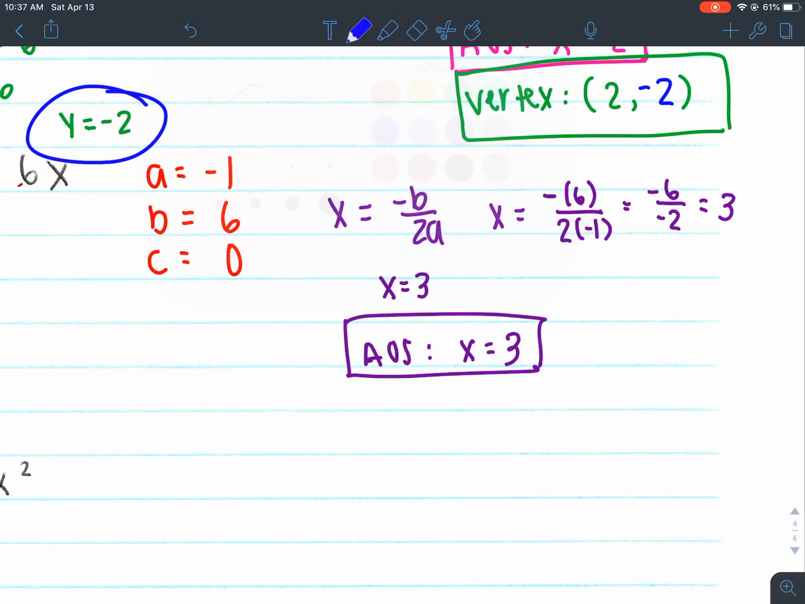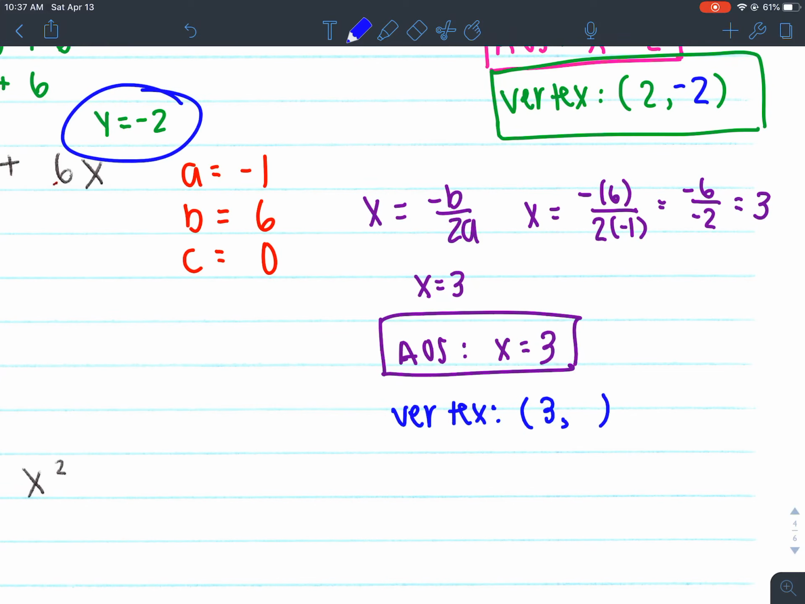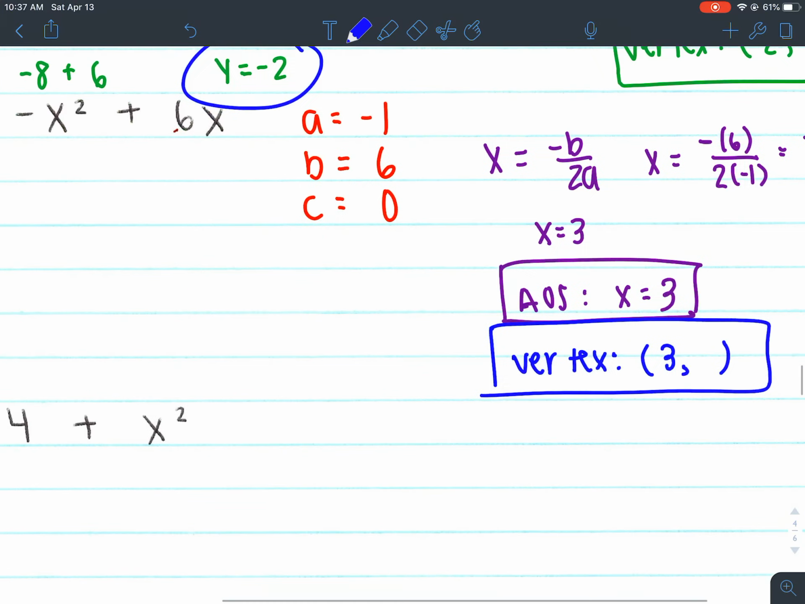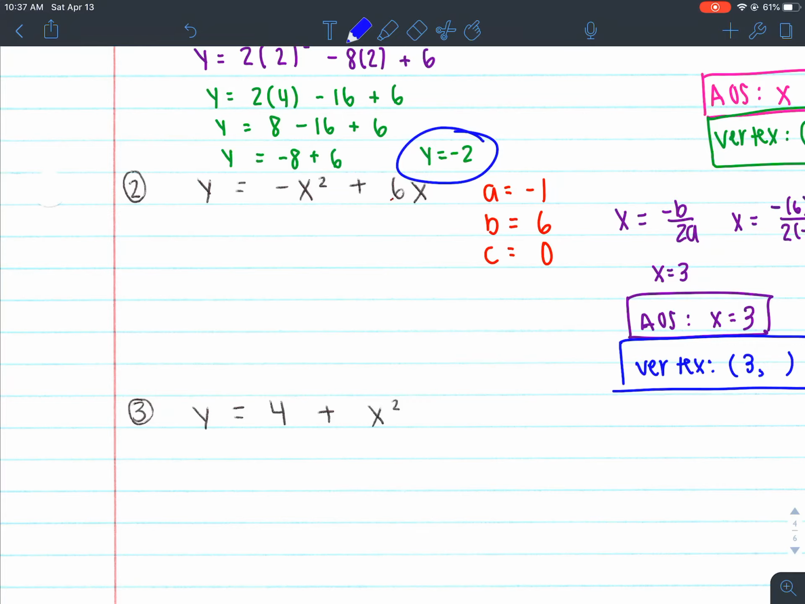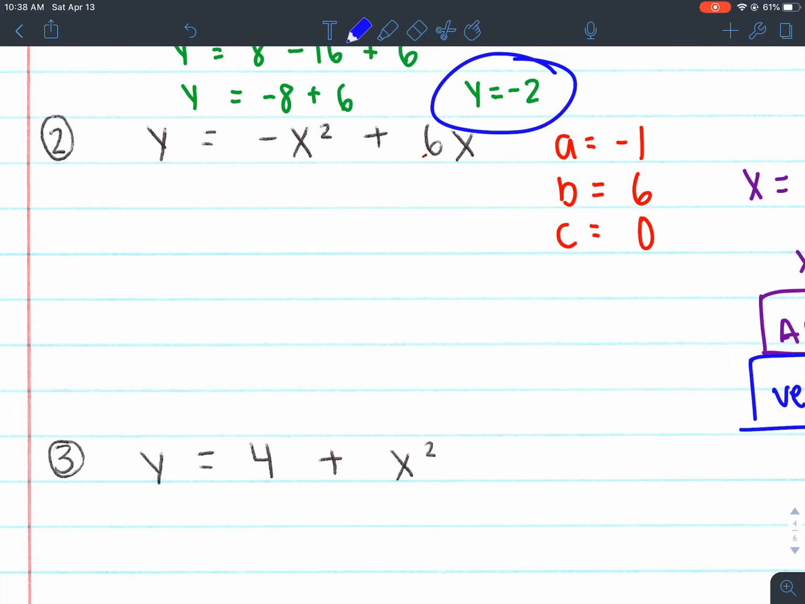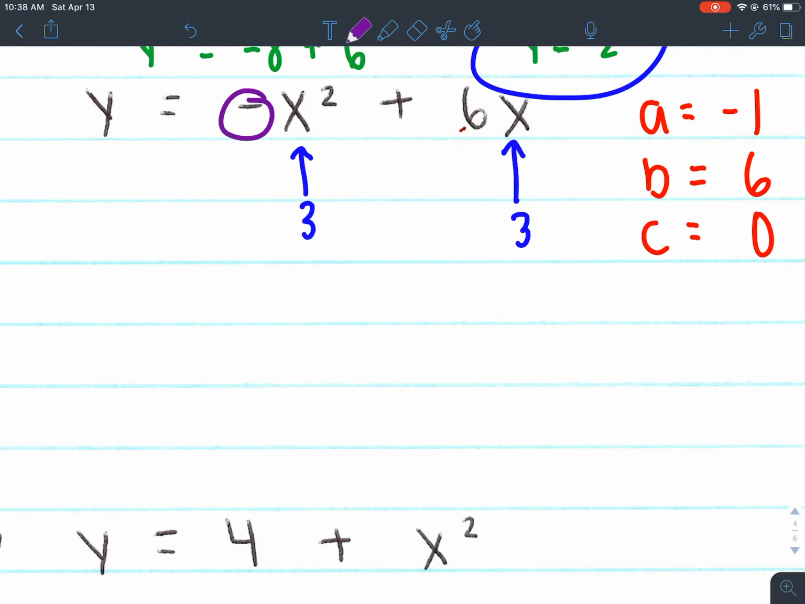Okay, which means that my vertex has the x value of 3, and I need to find the y value. Don't know the y value yet. So I'm going to solve for the y value. Since I know that x equals 3, I'm going to plug in a 3 for the x's. Now remember, anything that you plug in, you put in parentheses, which means that this negative sign out here is going to go out by itself, and you'll have a 3 squared. That's plus 6 times 3.